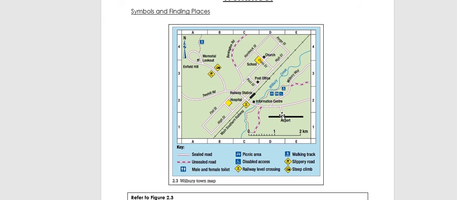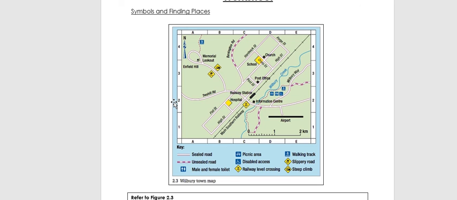Now if that asked you airport from Memorial Lookout, that means that you are starting at the lookout and going to the airport. So it would be the opposite direction. That would be you're going from the lookout to the airport. So that would be southeast.